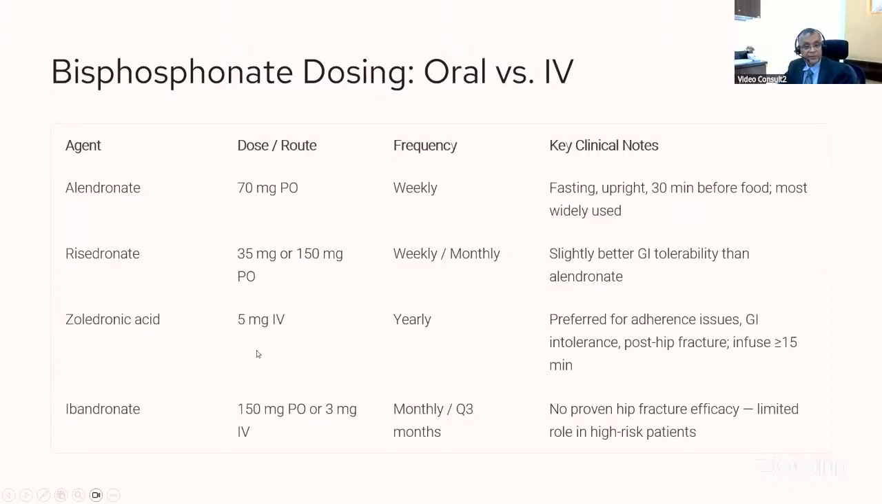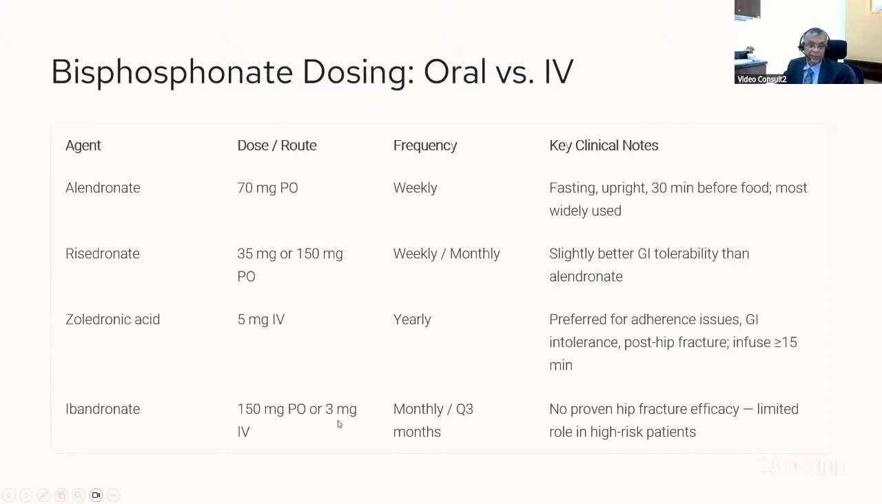Zoledronate is probably the best, I would say, 5 milligrams. Give it yearly. Preferred for adherence issues. The only thing is, people who have GI intolerance, they are much less affected. You may have features of myalgia and fever after the infusion. Post hip fracture, if you infuse within 15 minutes.